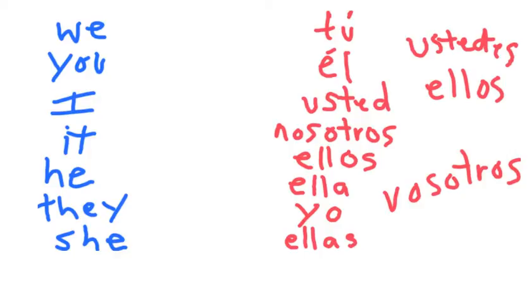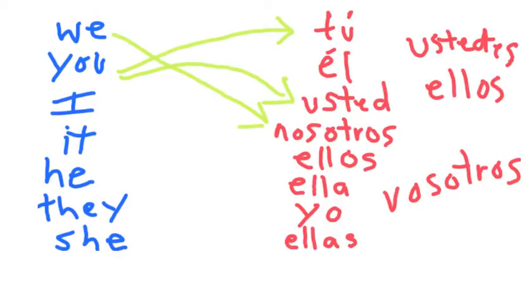Okay, let's see how you did. We goes with nosotros. You goes with tú. Oh, but it also goes with usted. Tú is the informal form, and usted is the formal form. Tú is the informal, that means it's a friend. Usted is the formal, that means it's somebody who's not your friend.